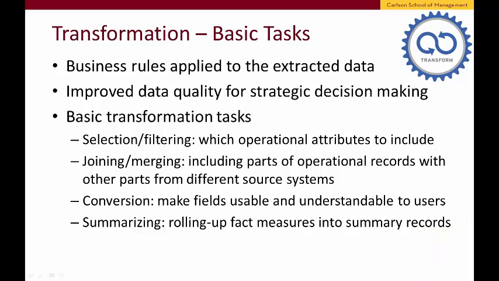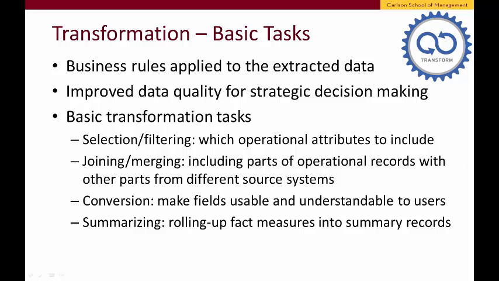The next stage of the ETL process is the transformation stage. The basic transformation tasks are really business rules applied to this particular stage of the ETL process. If we want to include only the data with certain characteristics, such as married or single customers, but not the ones for which we do not know the marital status, we are applying a particular selection/filter business rule.